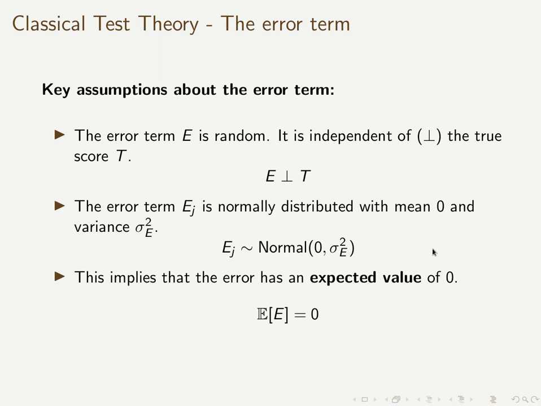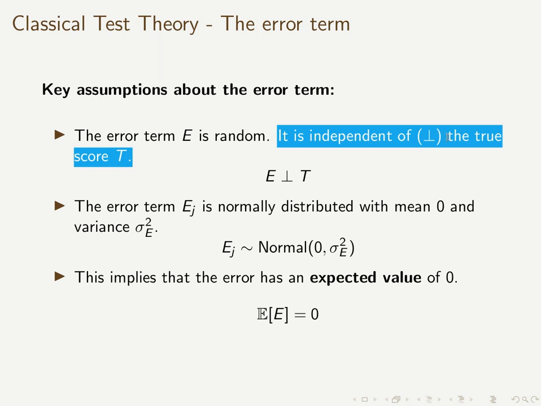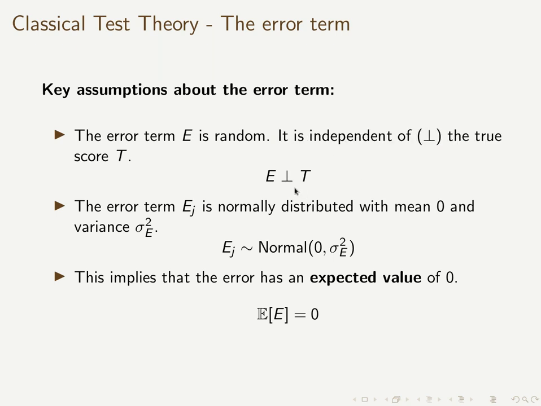So let's talk a little bit more about this error term. Classical test theory presents us with some key assumptions. The first one is that the error term is random, and as such we say that it is independent of the true score that the participant has. Here we have this little symbol, which is a notation to denote independence. This just says this value here is independent from this value here. So in other words, the error term is totally random. It cannot be predicted by any other quality of our participants or our measurement instrument even.